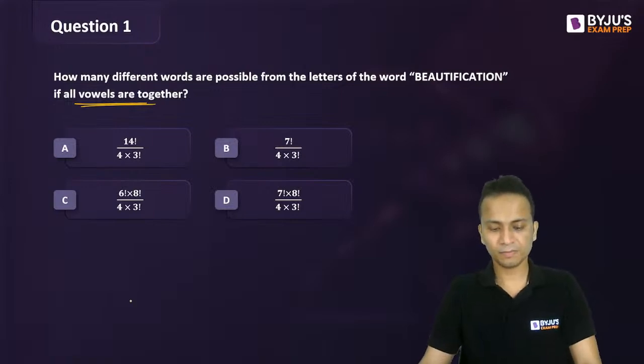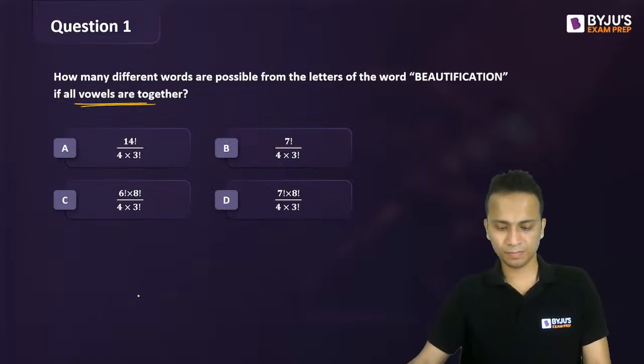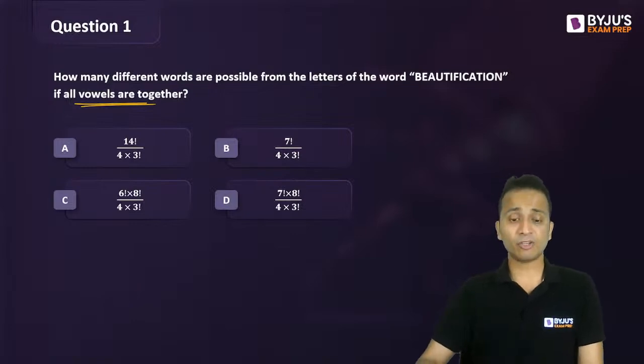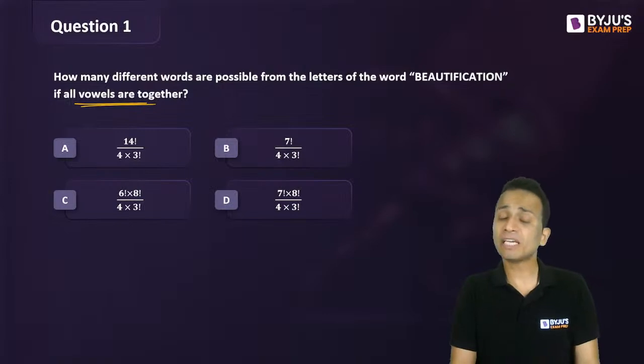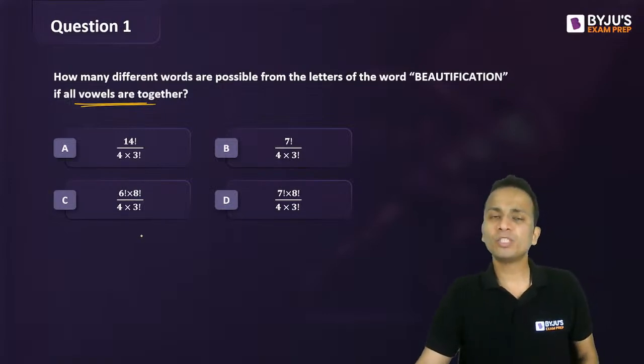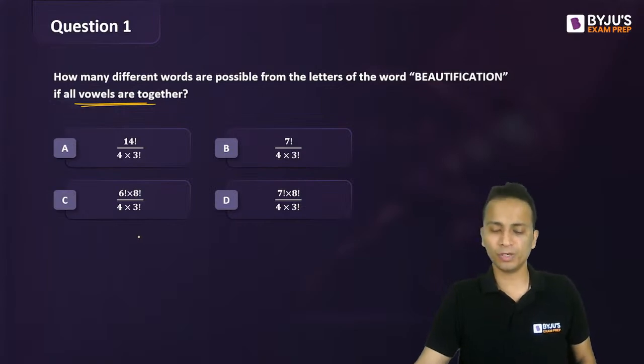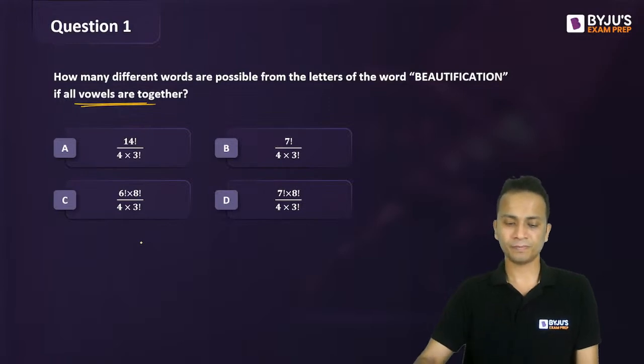Any answer? Right now, there are more than 20 students attending this session live, so I am expecting answers from at least a few students. How many different words are possible from the letters of the word beautification if all vowels are together?